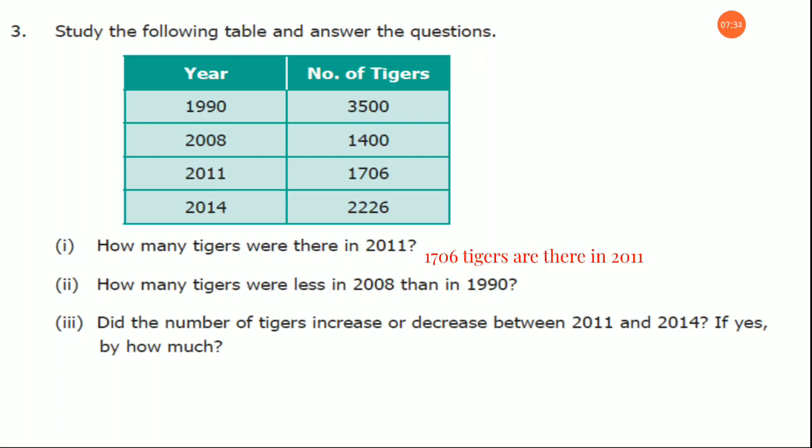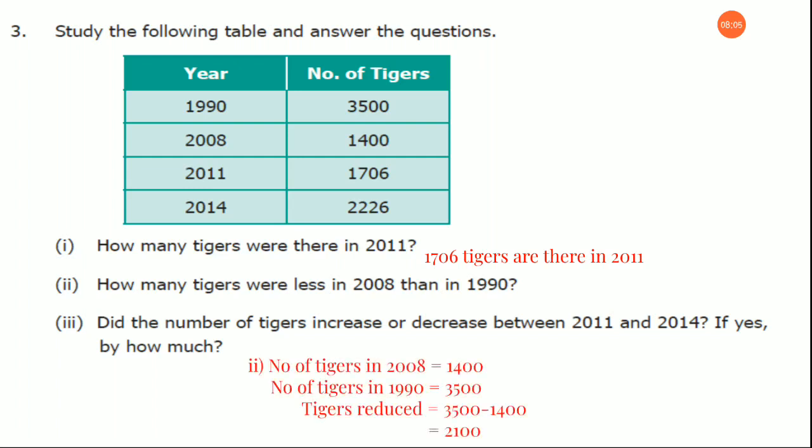Next, how many tigers were less in 2008 than in 1990? They are asking you, in 1990 there were some tigers, and in 2008 there was another number of tigers. In 2008 how many tigers have been reduced? So you are going to find the tigers number in 1990 and then in 2008 and subtract both the numbers, and you will get the number of tigers that has been reduced in 2008. Okay. Next one.